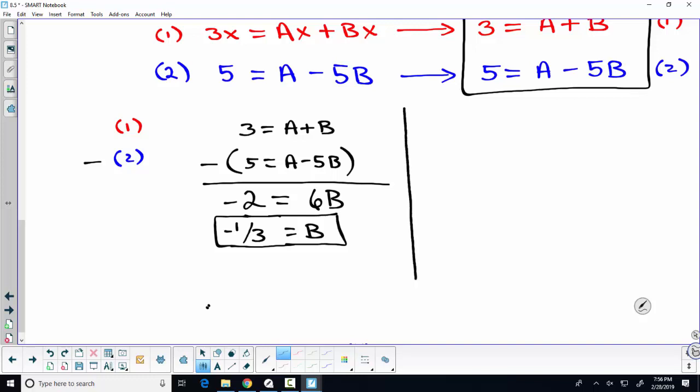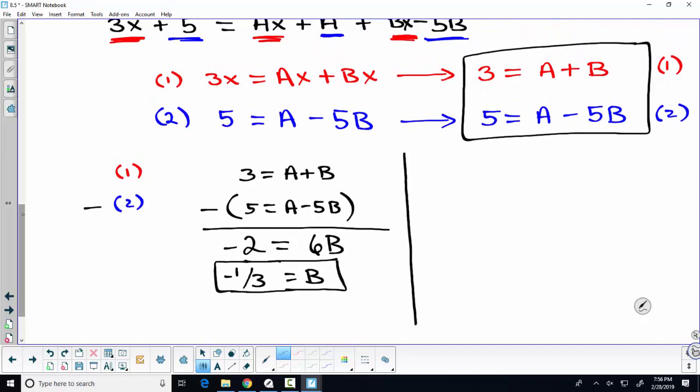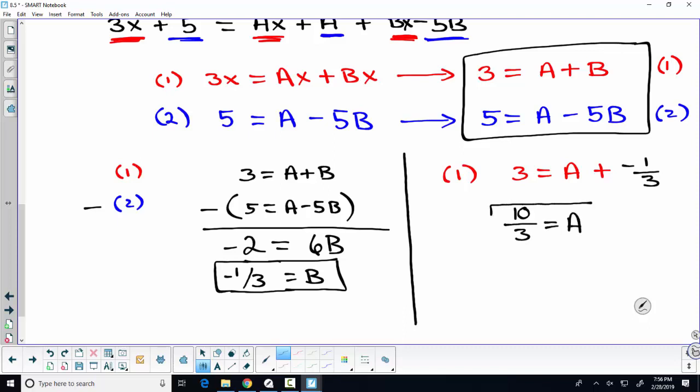So if B is negative 1/3, then let's just use equation 1. It says that 3 is equal to A plus B, which we now know is negative 1/3. And that allows us to solve for A. So we add 1/3 to 3, which gives us A is 10/3. Does that make sense?